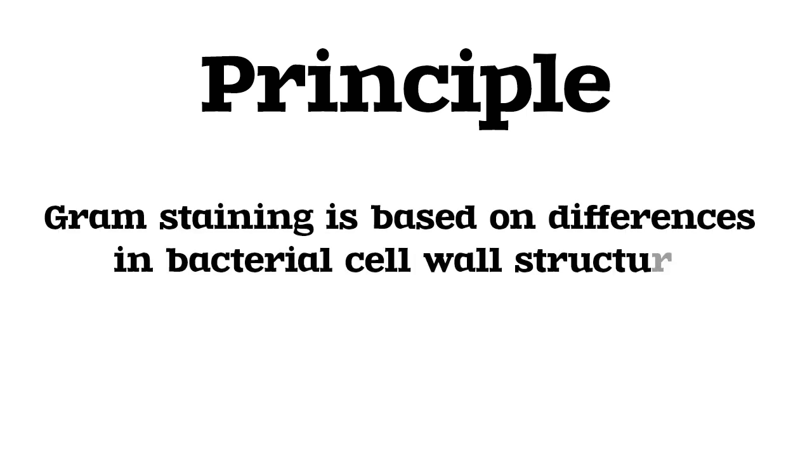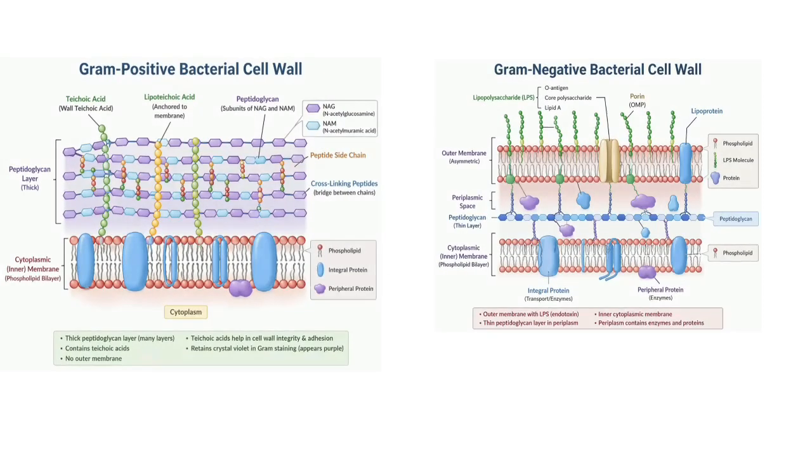Now we will discuss the principle behind the gram staining technique. The principle of gram staining is based on the structural and chemical differences in the bacterial cell wall. The cell wall of bacteria is made up of a peptidoglycan layer. Gram-positive bacteria have a thick peptidoglycan layer, whereas gram-negative bacteria have a thin peptidoglycan layer.